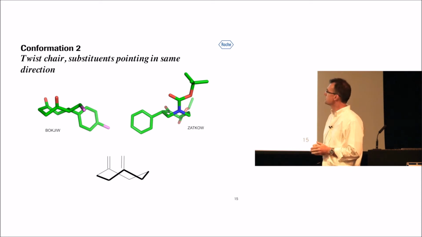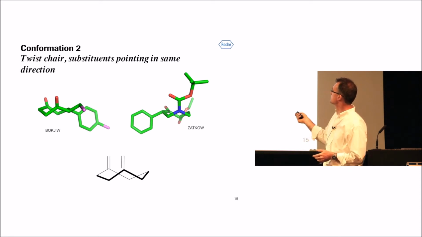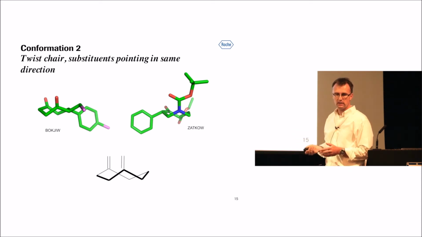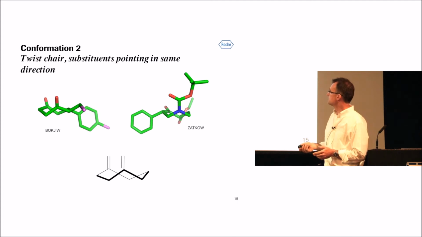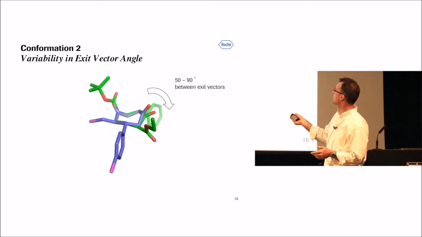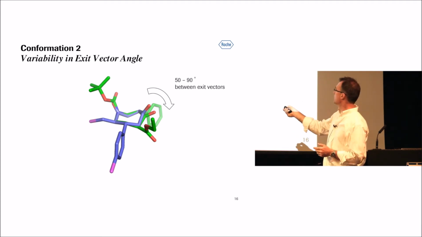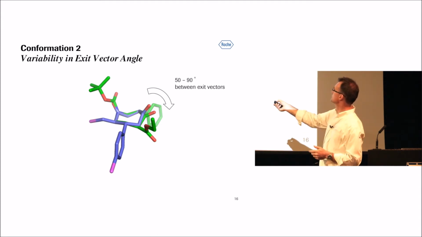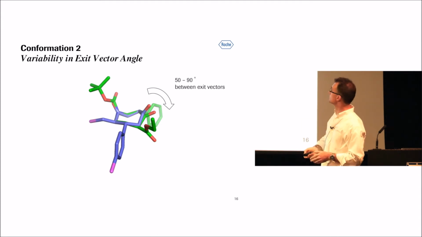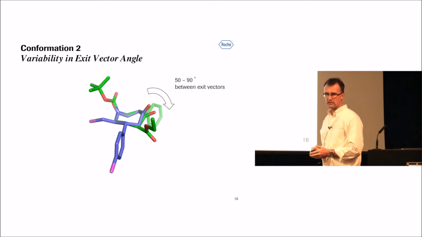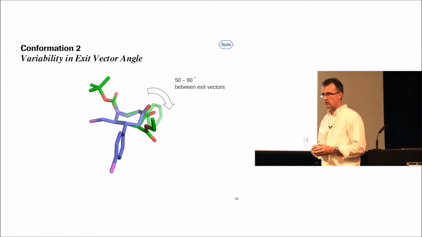The other thing that you can observe, if you look at the various structures of this type, is that they actually have quite a variety in terms of how these different exit vectors relate to each other. So there seems to be quite a bit of flexibility in terms of how that exit vector bends relative to this other one. There's a 50 to 90 degree range. This is interesting information for thinking about bioactive conformations, of course.